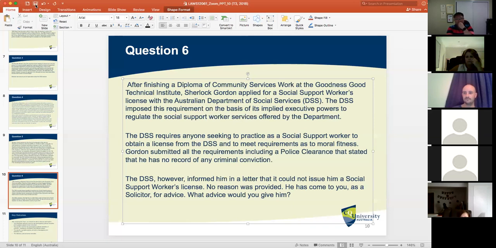Well, he can't use the ADJR Act because the decision was based on implied executive powers. That's the issue, right? It's not under an enactment, so we can't go to the ADJR. Yes, go on. So there is no ground. You can't apply for judicial review. Is that what you're going to be advising Sherlock Gordon? So even if the executive acts in an unreasonable manner in refusing to issue a license, the applicant for a license who gets a refusal is stuck. He can't do anything. Is that what you're saying?